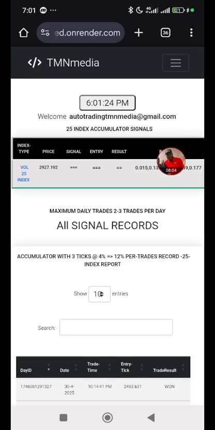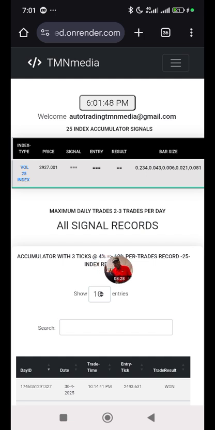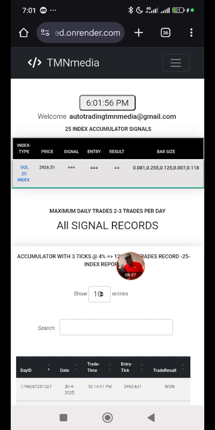Now, every index varies. Once the signal shows up like this, then we have entry. I see signal, I see entry, I click enter immediately. If you did not click enter immediately, leave it alone. And you can see I already explained here, accumulator with 3 ticks at 4%, 12% per trade. You don't need to do plenty. The only reason I am doing 12 trades is because I wanted to use $2 to make like $4, which I've already achieved.